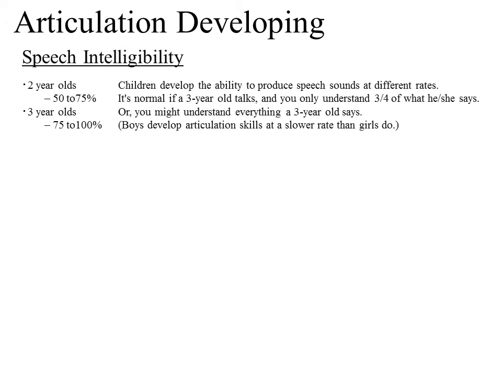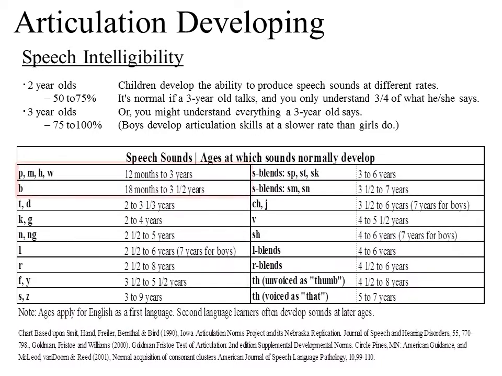Let's dig a little more into articulation. How do we develop our articulation at the beginning? Children develop the ability to produce speech sounds at different rates. As children grow older, they learn to use more and more speech sounds that may have been difficult to pronounce in the past. The following list includes approximate ages at which children normally develop the ability to produce specific speech sounds correctly.